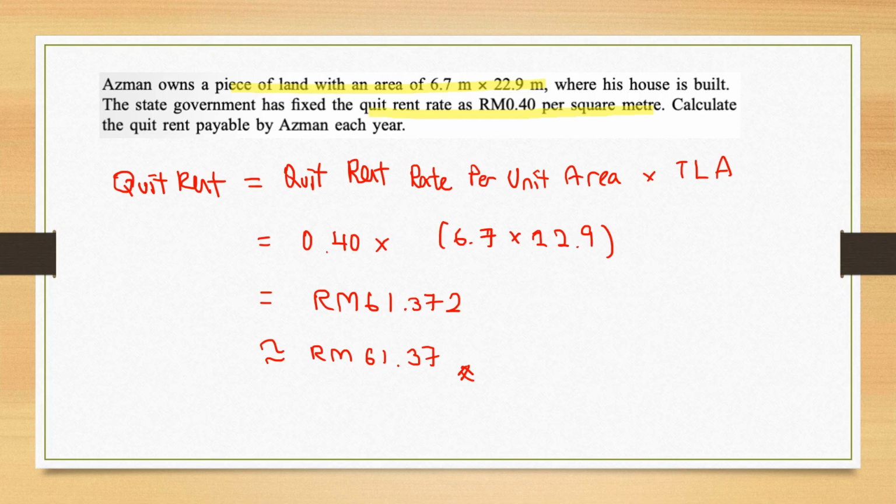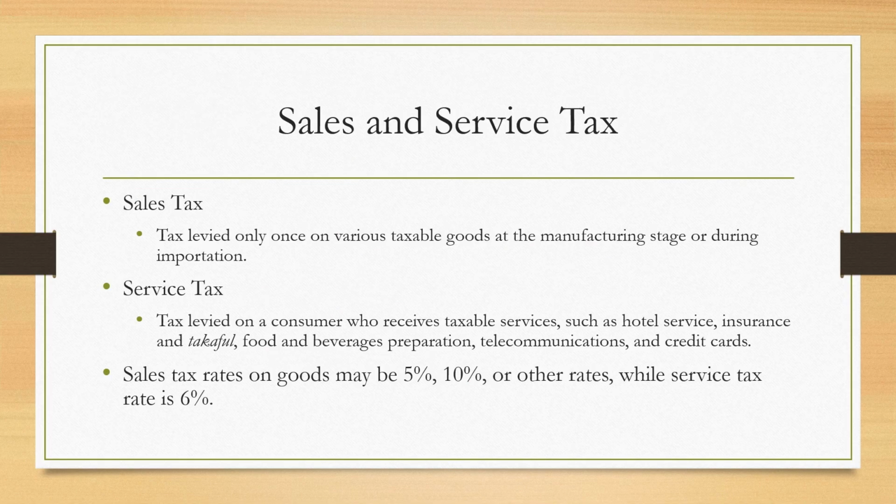As you can see here, that's your figure amount right there. 61.372. There you go. Okay, I've written that. Alright, now we're done with quit rent. Moving on to sales and service tax. Alright, this is the last one.